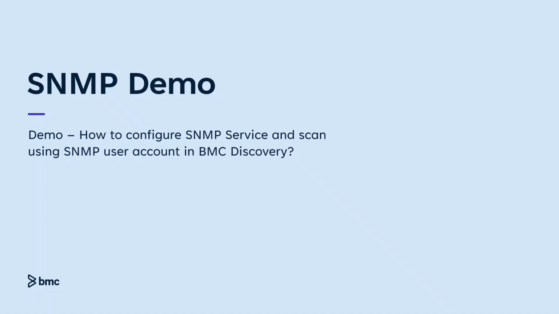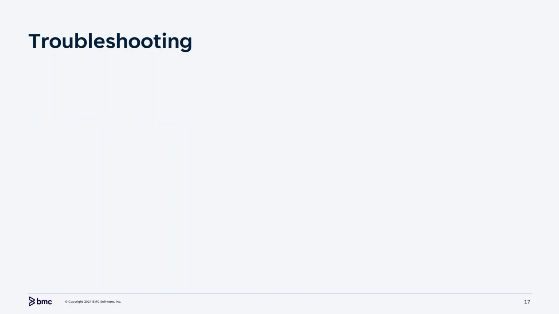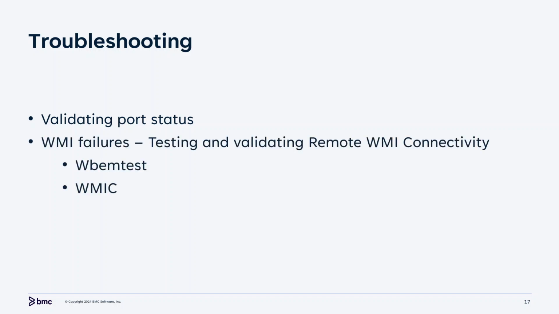So this concludes the demo on configuring the SNMP service and scanning using SNMP user account in BMC Discovery. Let's now look at some of the troubleshooting methods we use while troubleshooting scan failures, especially Windows scan failures. It is important to validate the port status whenever we troubleshoot Windows endpoint discovery issues. As I mentioned earlier, port 135 is just a way to identify that the endpoint is a Windows device. It doesn't mean that just having port 135 open will let us perform the discovery successfully.